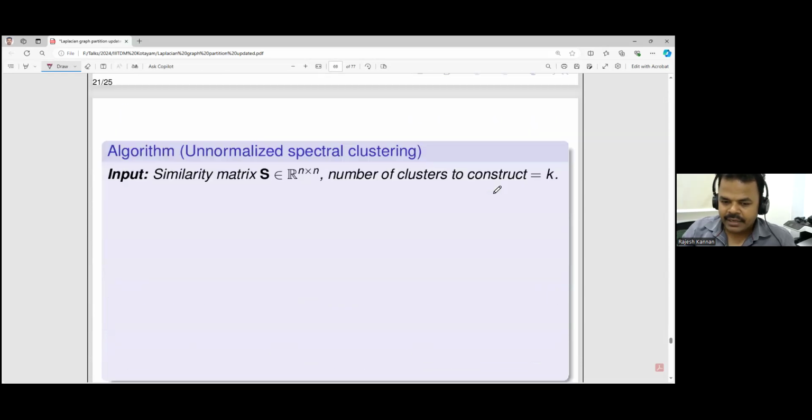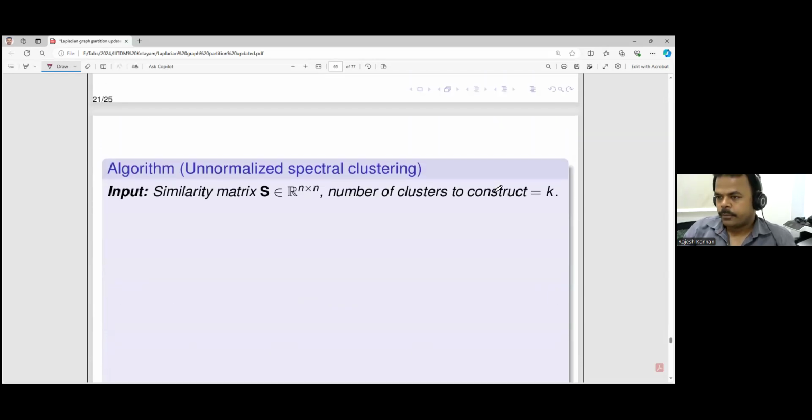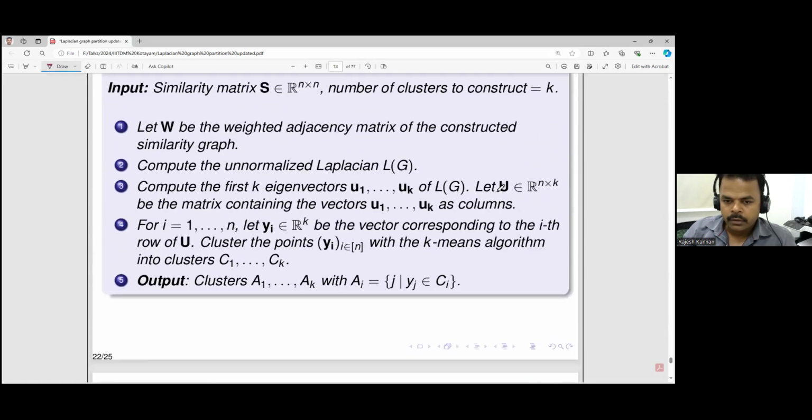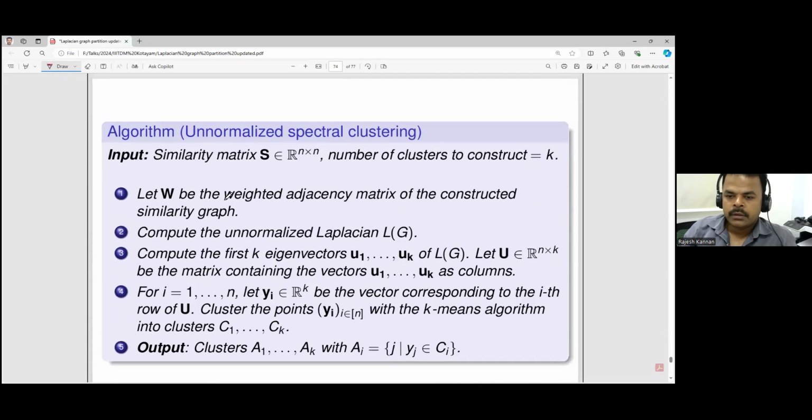Using the Laplacian matrix, you can do a clustering. So what we have to do, I'll go to the main algorithm. The main algorithm: W is the weighted adjacency matrix of the similarity graph. Similarity graph, you know how to define. Draw the graph. Give the weights to the edges according to Sij.